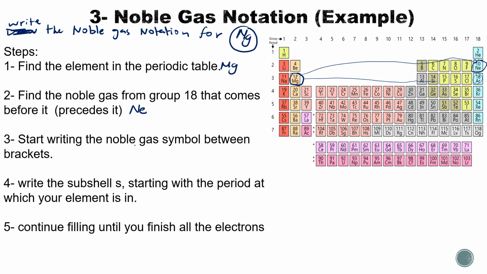Start writing the noble gas symbol between brackets. So we'll put neon here between brackets. Okay. Write the subshell s starting with the period at which your element is in. So I'll write Ne and then s. I will continue the electron notation now. Now Mg is in which period? It's in 3s, right? So 3s.